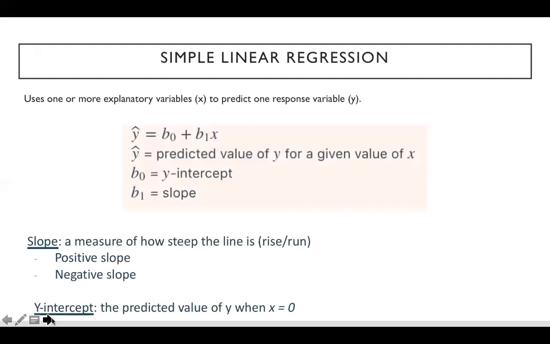So moving on to simple linear regression. This is when you use one or more explanatory variables, or x variable, to predict one response variable, which is your y. In here, we use slope and y-intercept. Our predicted value of y can be calculated using the y-intercept plus the slope times your x value. Slope can be positive or negative. It can just indicate the relationship between the 2 variables, whether they are positively related or negatively related to one another. And then the y-intercept is just the predicted value of y when your x is equal to 0.